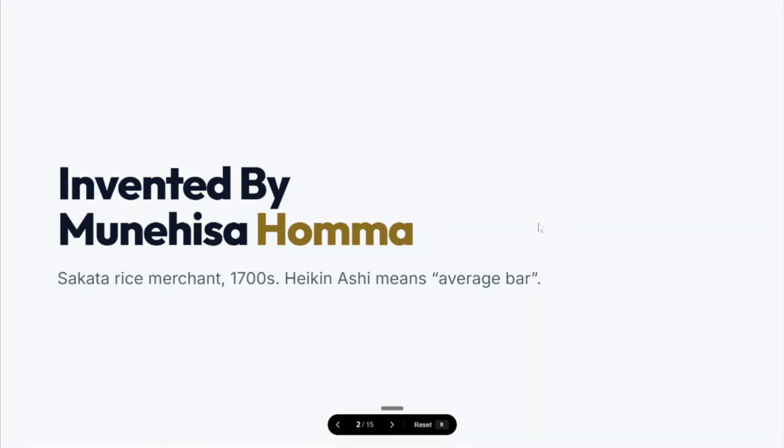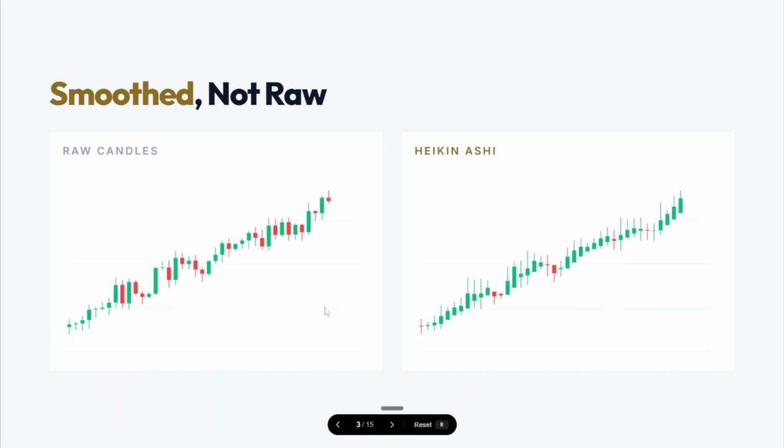So the Heiken-Ashi chart is basically a chart that was invented by a guy called Munehisa Homma, and this was a trader in the 1700s. So you can see that this has been around for a long period of time. And Heiken-Ashi simply means average bar. This guy was Japanese, so that's why the name is a little bit hard to pronounce, right?